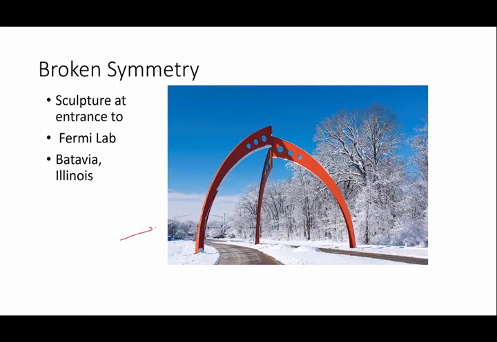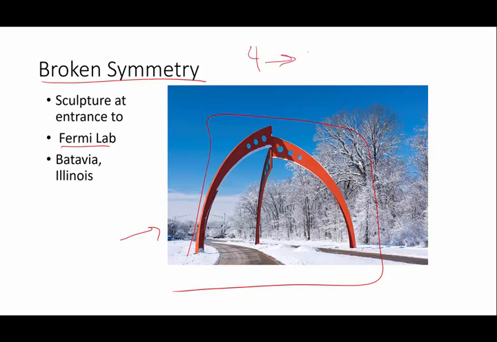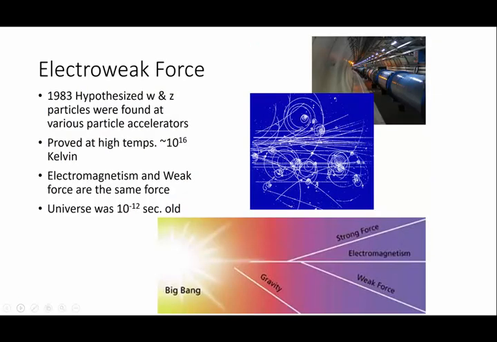This is the entrance to the Fermilab particle accelerator down in Batavia, Illinois. And this sculpture at the entrance to the United States' premier particle accelerator is called Broken Symmetry. Because when this was broken, they had already shown that the four forces were actually three, and they suspect that the universe, as it has cooled, has created these separate, unique forces. So I think that's kind of a cool little artistic interpretation of physics.